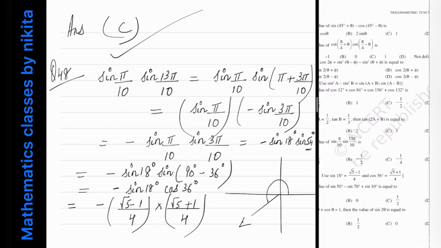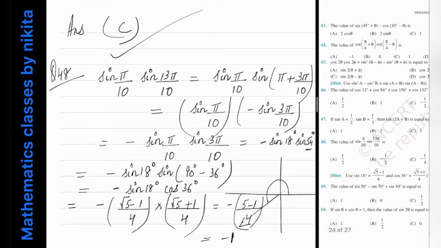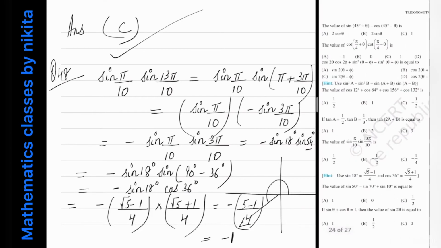Okay, and this will be equal to minus of a minus b into a plus b, as it is written. So 5 minus 1 divided by 4, which is equal to minus 1. So therefore the correct answer is option... I'm sorry, this will be equal to this, so you'll get minus 1 by 4. So therefore the correct answer is C. So my answer for this is C part.